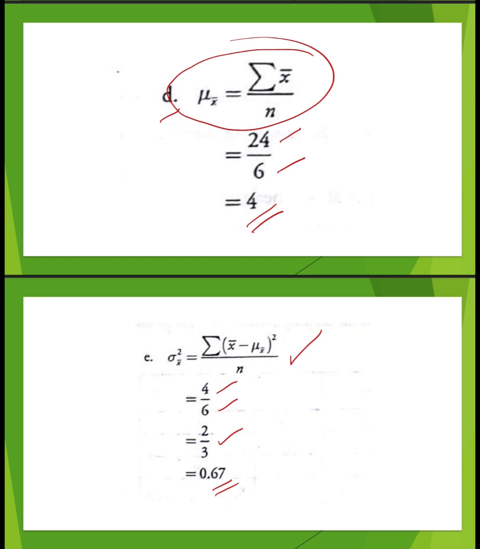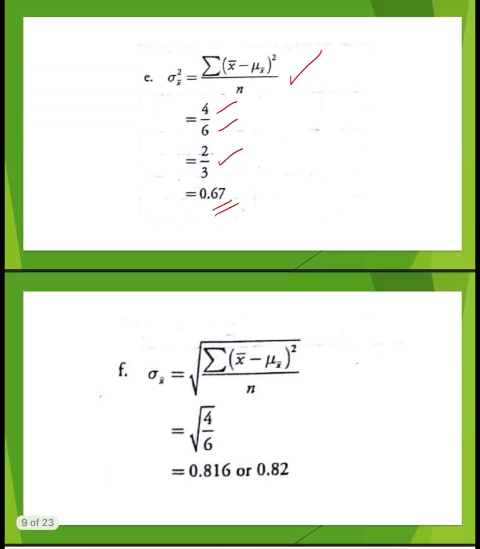Of course, to determine the standard deviation of the sampling distribution of means, just simply extract the square root of the variance. That is square root now of 4 over 6, which is now equal to 0.816 or 0.82 or 82 hundredths. And that is the standard deviation of the sampling distribution of means.